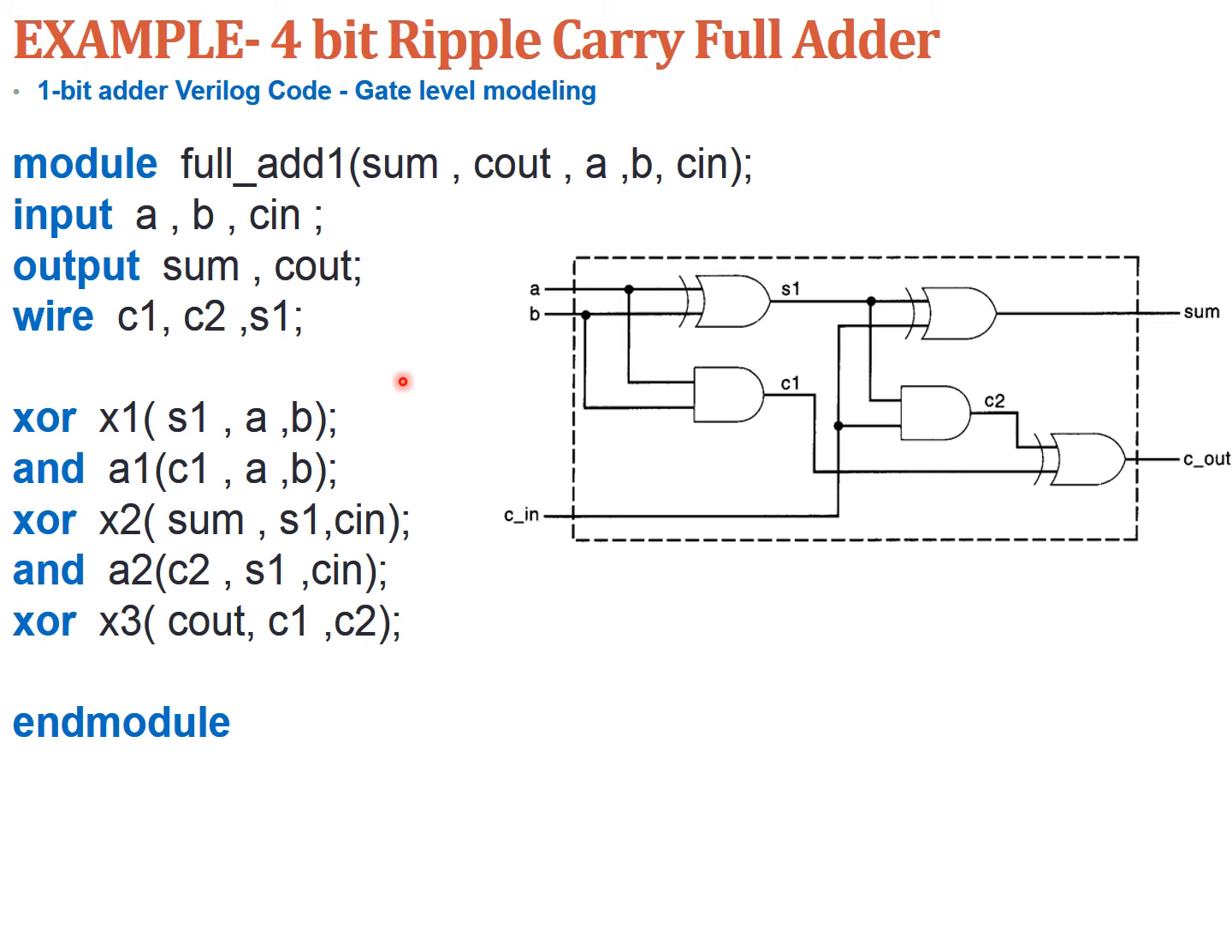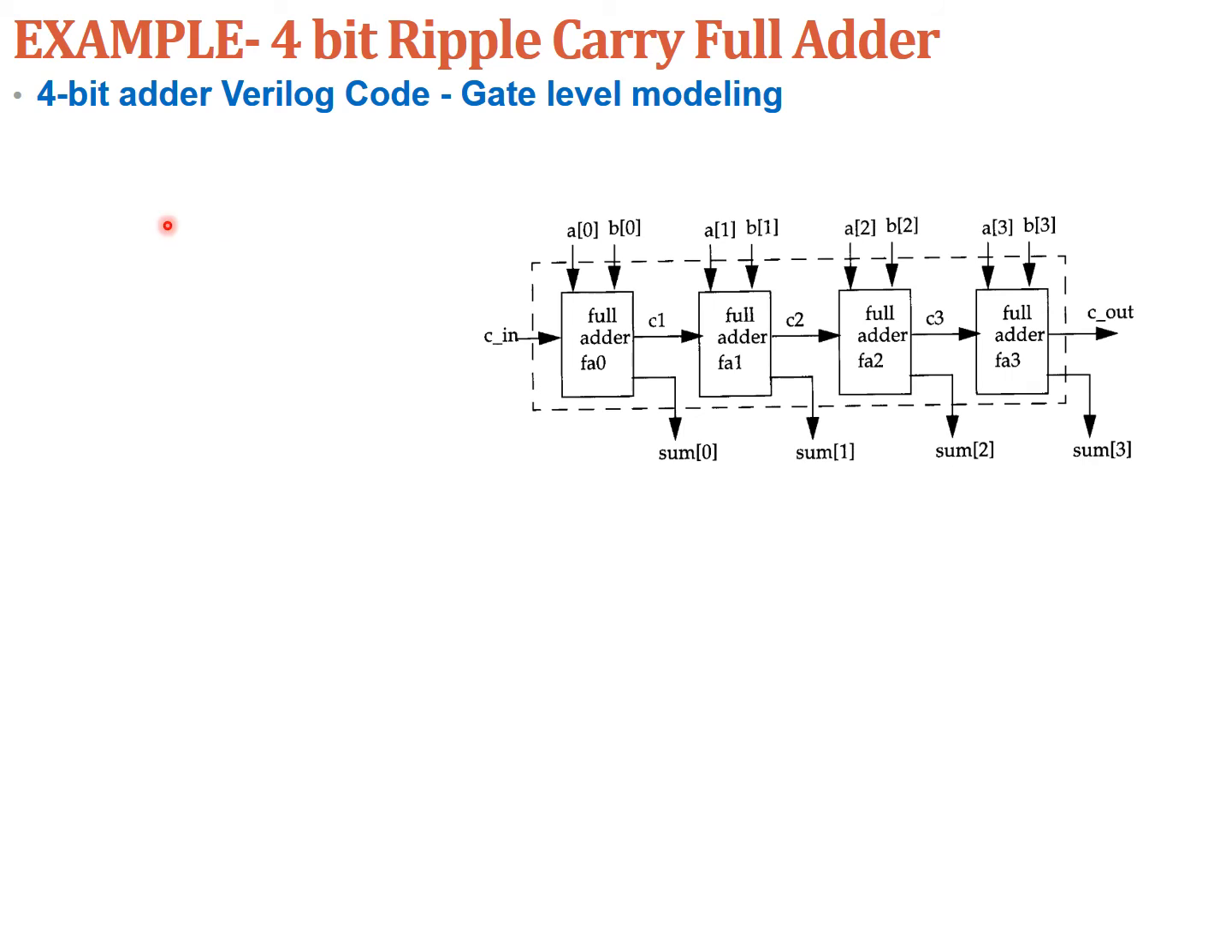So this is the gate level description of just a 1-bit adder, but we are intended to write the code for a 4-bit ripple carry full adder, which we just saw in the previous block. So this is how we have taken a single full adder and written the gate level description. Now 4 such full adders must be instantiated to form a 4-bit ripple carry adder. So according to this block, now let us write the code of a ripple carry adder.